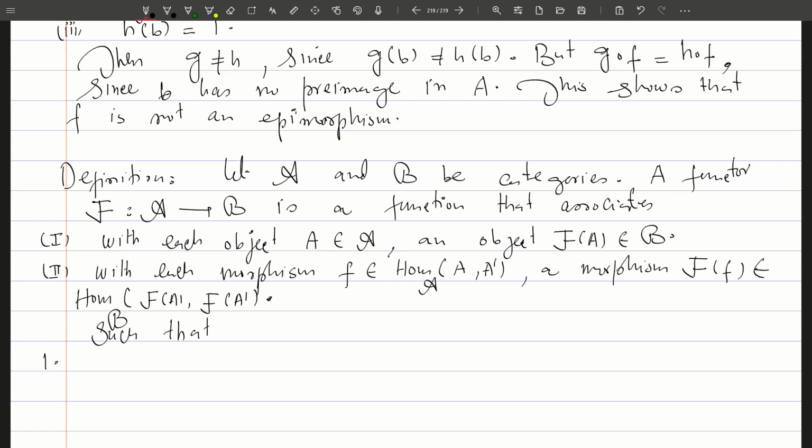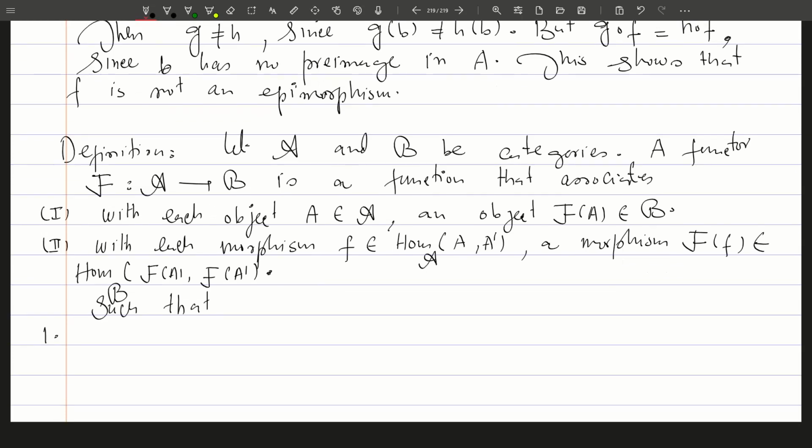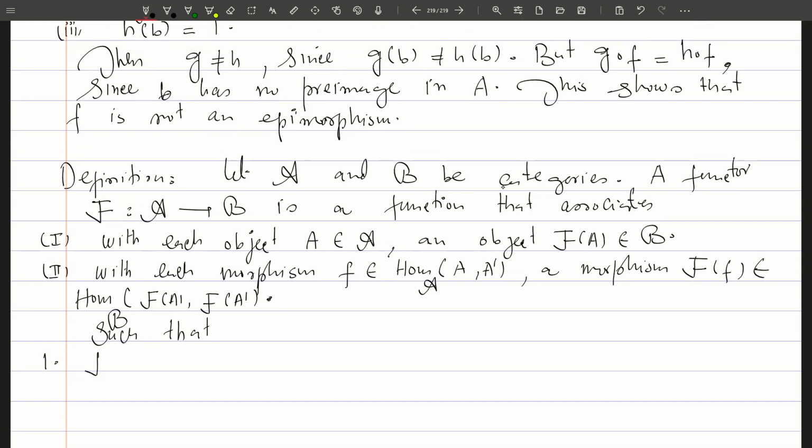First is that it preserves the identity morphisms, such that if we look at the morphism 1 sub A, this is the identity morphism on A, and when we evaluate this functor at this morphism, we get the identity morphism on this object F(A). So that is, this F preserves identity morphisms.